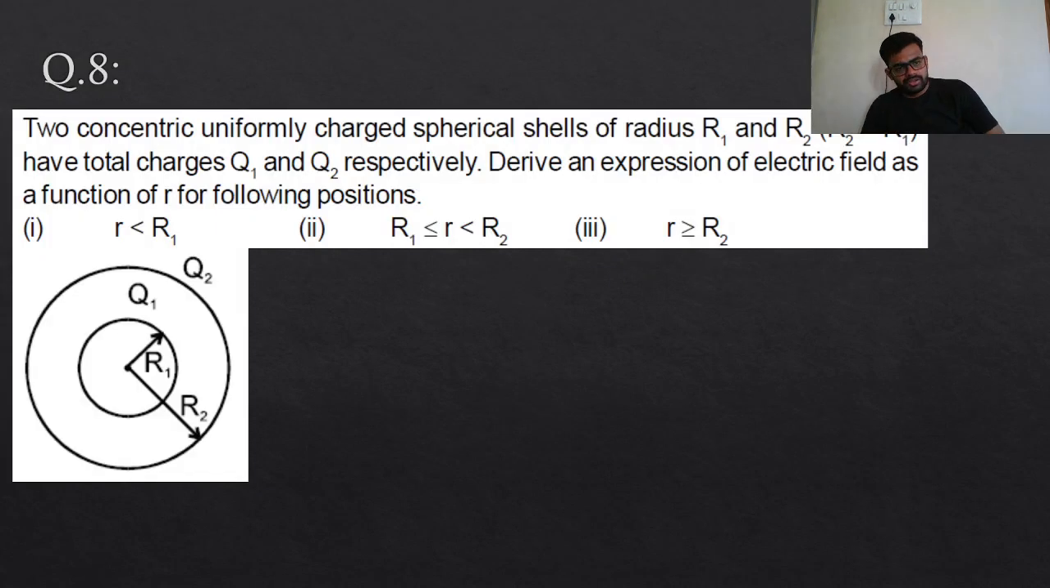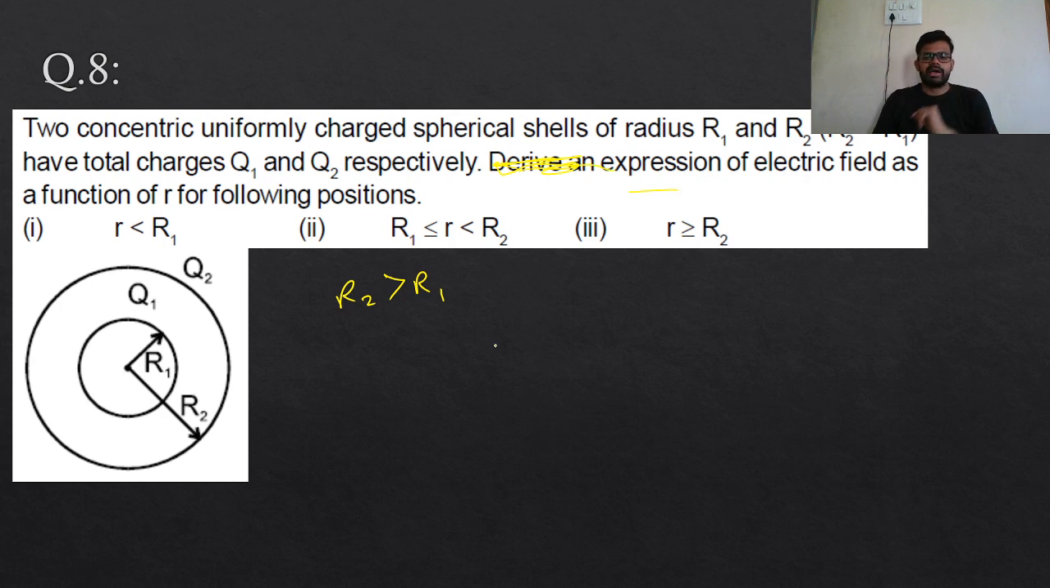Question number 8. Two concentric uniformly charged spherical shells of radius R1 and R2, where R2 is greater than R1, so the outer radius is R2 and the inner radius is R1. These are two concentric shells with charges Q1 and Q2 respectively. Derive the expression. Actually you just need to write the formula, no expression needs to be derived.